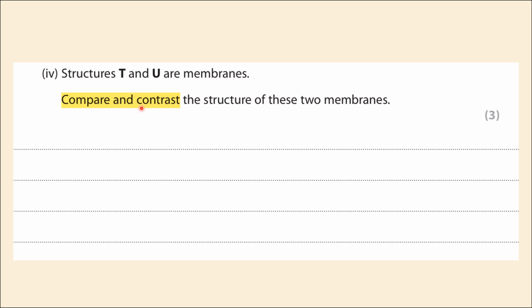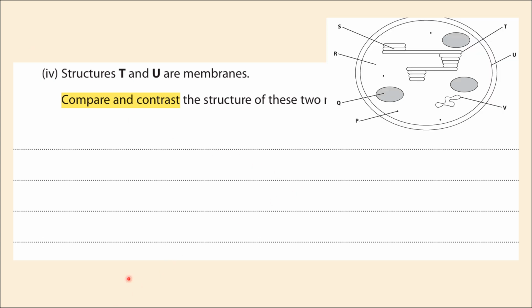The next question involves structures T and U, both of which are described as membranes. We need to compare and contrast these two structures. Please make sure to give your answer in paragraph format rather than using bullet points. Let's first identify what each structure represents. In the image, structure T refers to the thylakoid membrane, while structure U represents the inner membrane, also known as the surface membrane of the chloroplast.